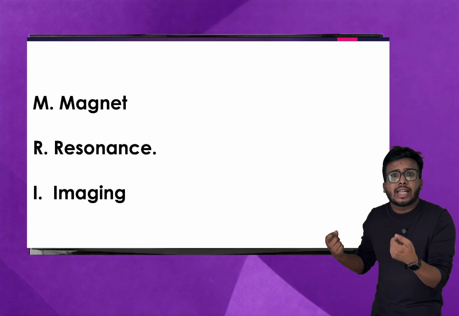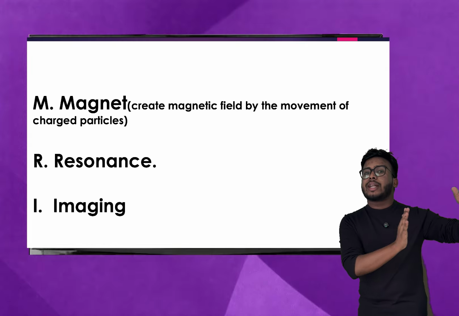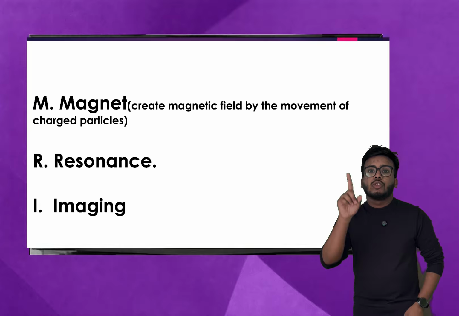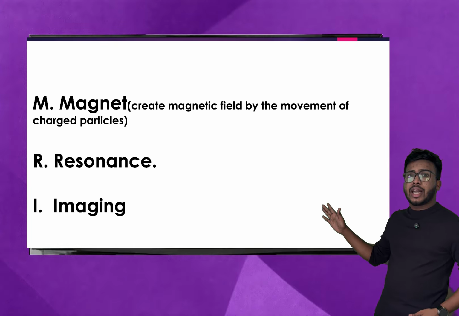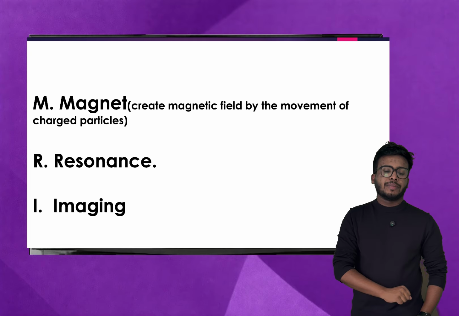So a magnet is something that creates a magnetic field. And how are magnetic fields created? By the movement of charged particles. Keep that point aside. We need that point later.